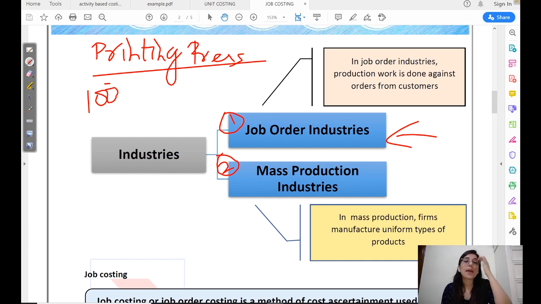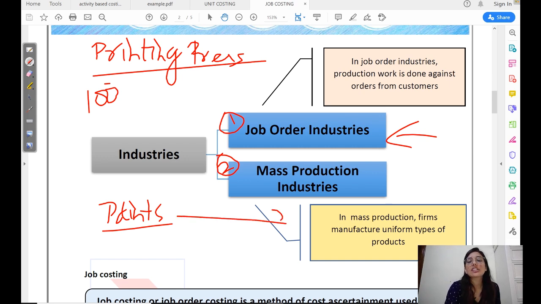Whereas if we take the example of a paint industry, their paints are produced in bulk, right? There is no choice or order from the customer. They are producing it and keeping it in stock and then selling it further, right? So such type of industry where there is mass production, where there is production of uniform type of products, that industry is known as mass production industry. In today's lecture, we are going to discuss the job order industries.